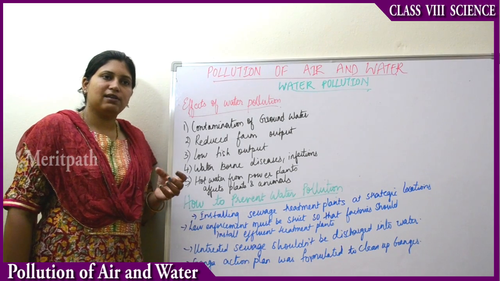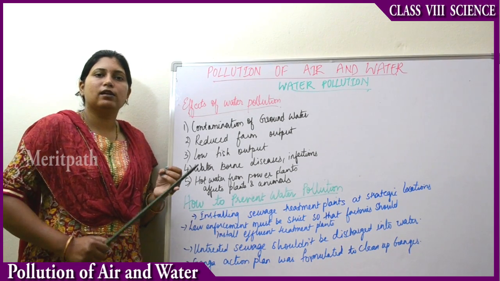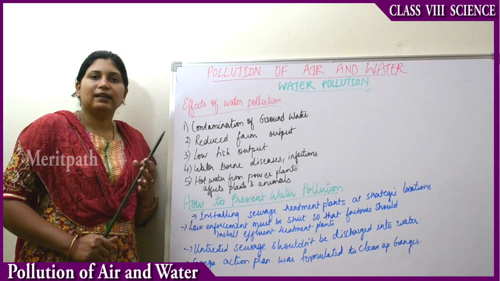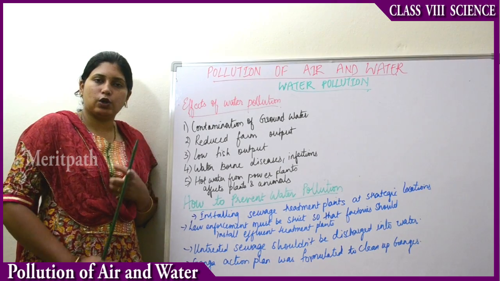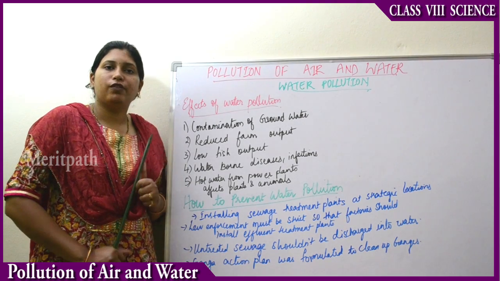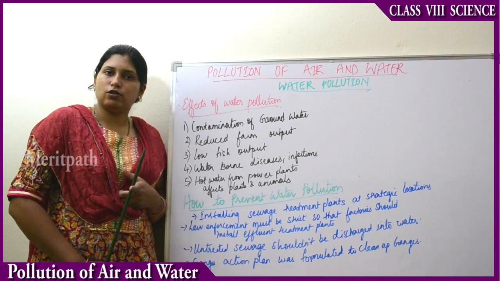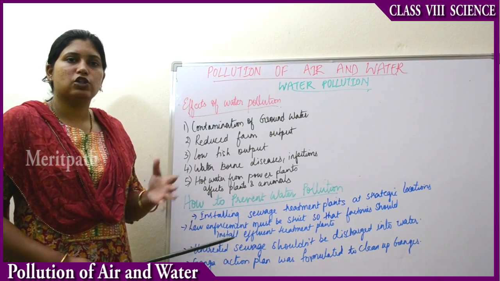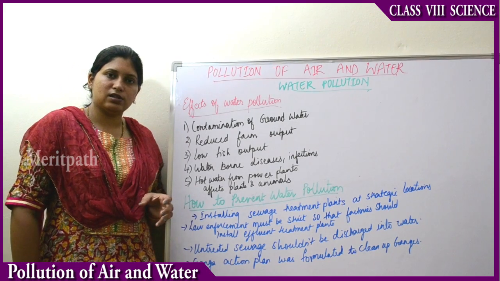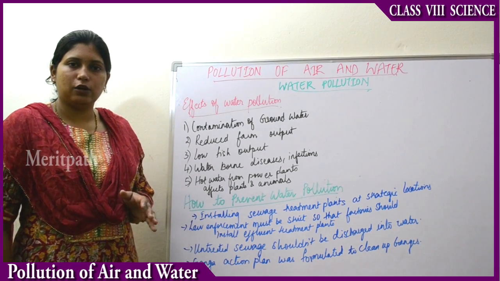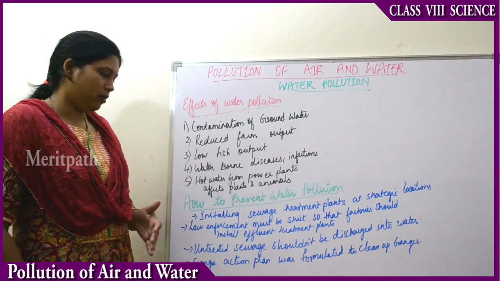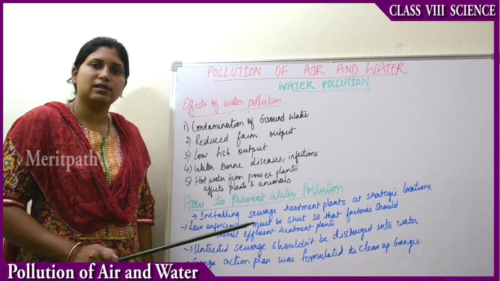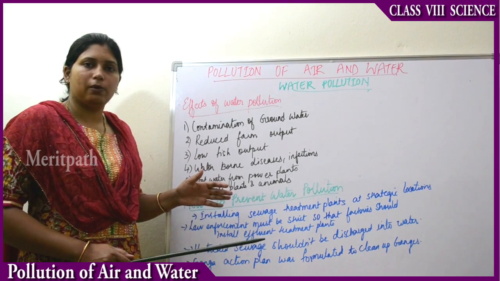Untreated sewage here means people deposit idols of gods, they defecate in the rivers, they bathe in the rivers, they wash clothes in the rivers, they throw flowers in the rivers, dead bodies of animals, half-burnt bodies. All these are untreated sewage, as is the waste coming from the industries. All this, before disposing into the water, should be treated. So installing sewage treatment plants at specific locations is necessary to prevent water pollution.